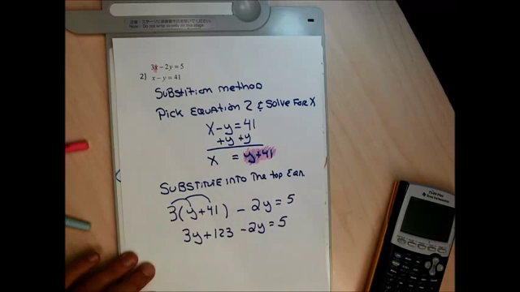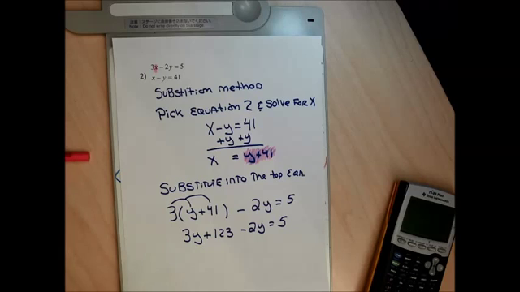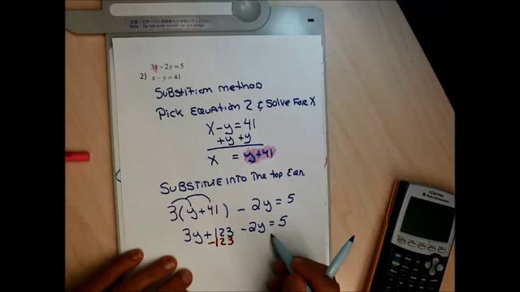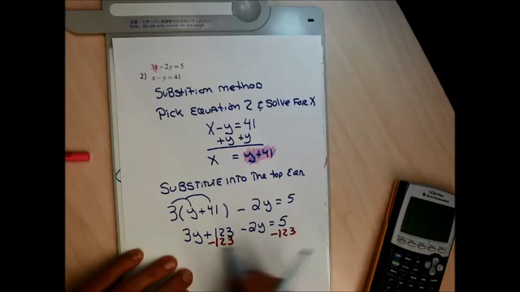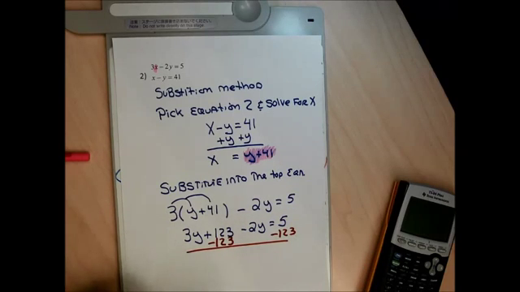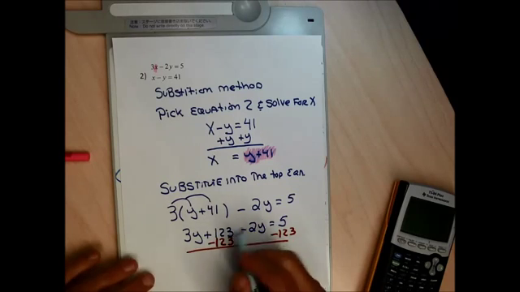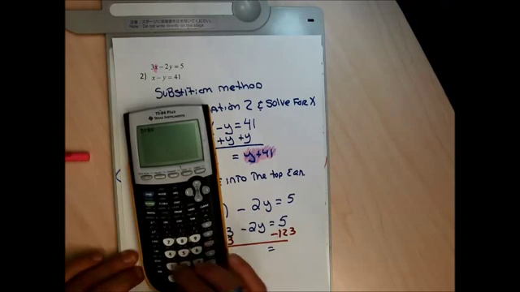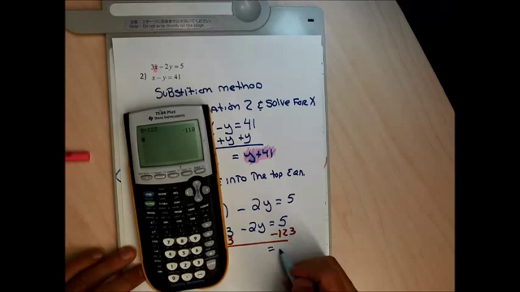This is a really odd problem. That 41, I have no idea how it got to be so big. It feels like a typo, but I can deal with it. I'm going to do two things at once again to get this problem solved. I'm going to subtract 123 from both sides. And that's going to cancel the 123s on the left side. And on the right side, 5 minus 123 is negative 118.